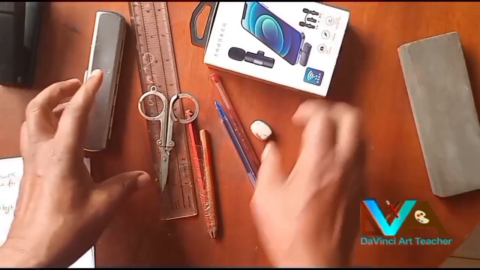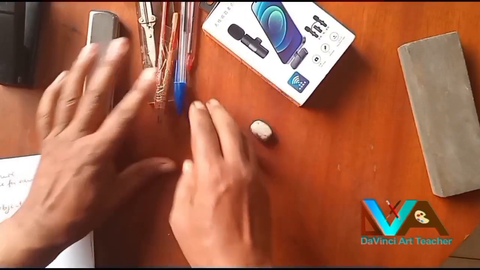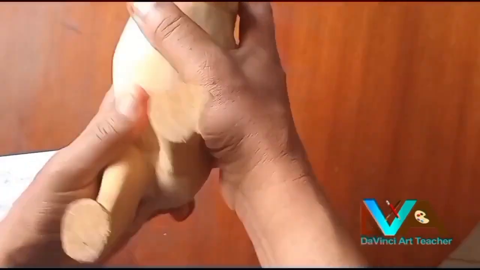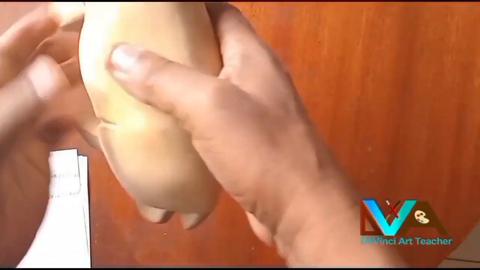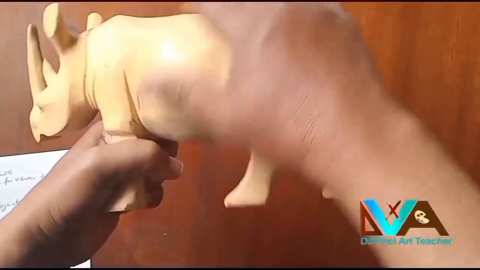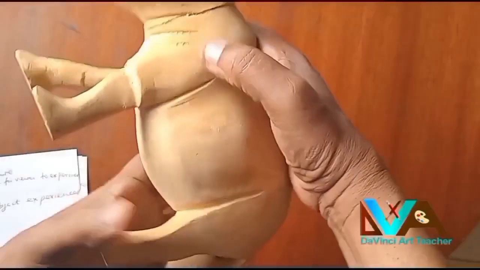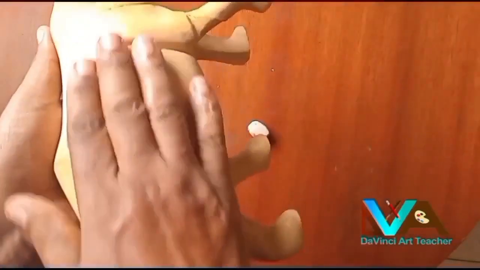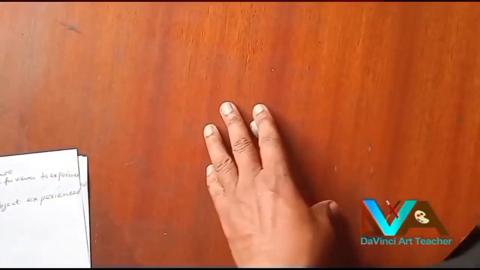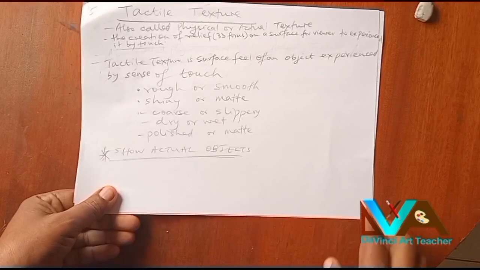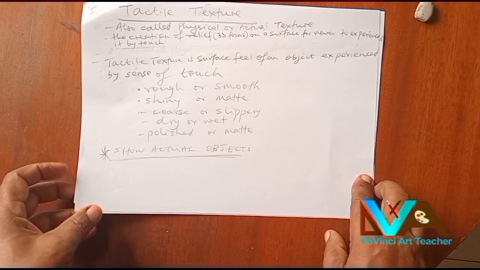It is experienced by touching. Let's look at this sculpture. This sculpture has some smooth areas. I can touch this sculpture and I feel the smoothness. Although there are some other parts of the sculpture which are rough, I'm now experiencing tactile texture. Tactile texture, we say that it is the surface feel of an object experienced by the sense of touch.